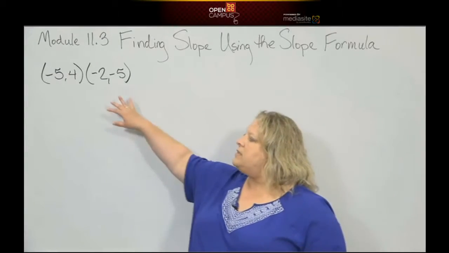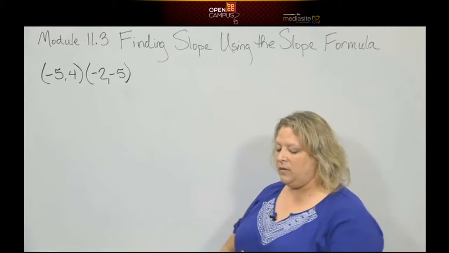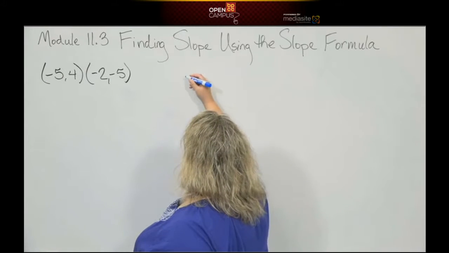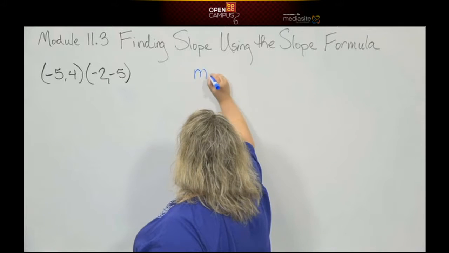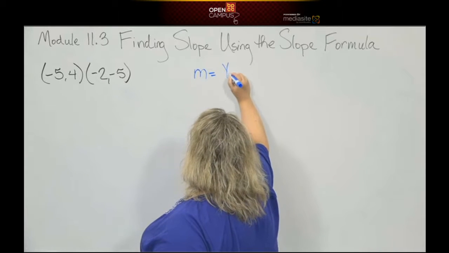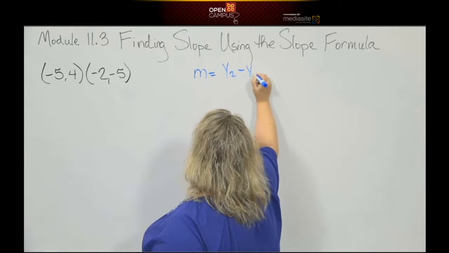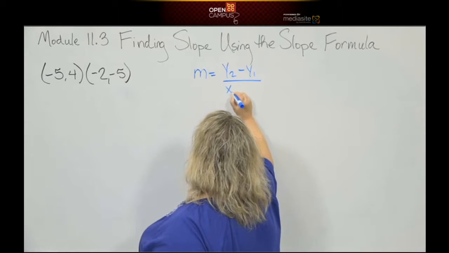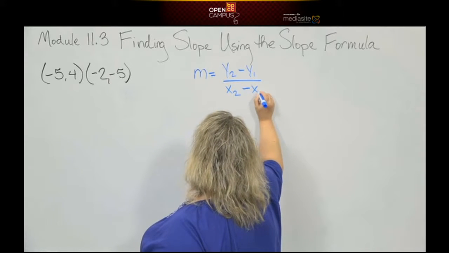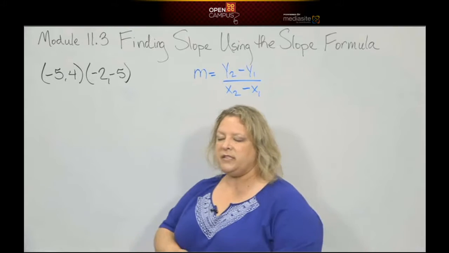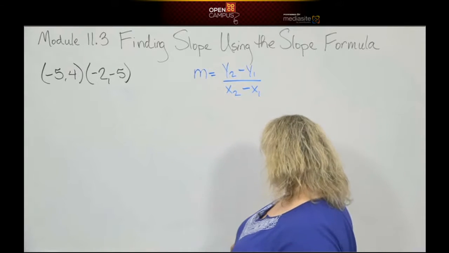Okay, here is the ordered pair that we're going to deal with, and here is our equation. M is equal to y2 minus y1 over x2 minus x1. Now, before we get started, I just want to say this.